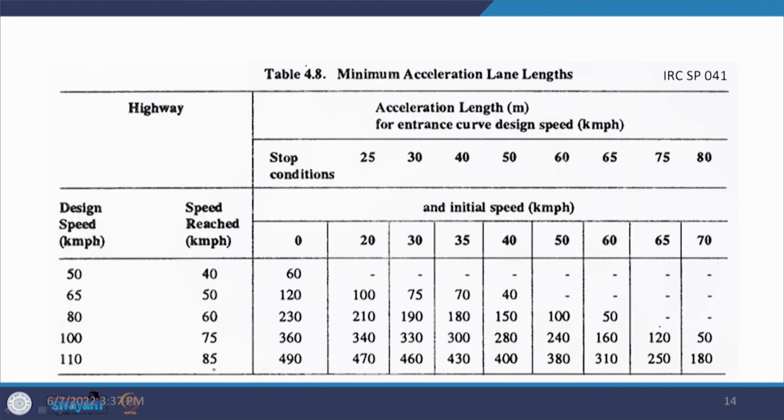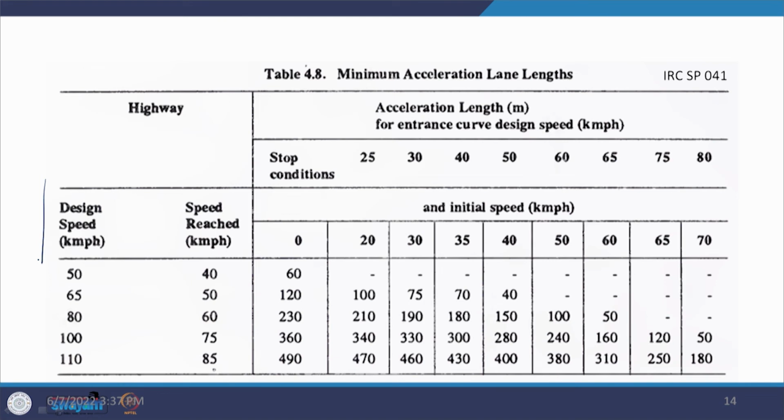Here this particular table provides the tentative values which can be provided. It talks about the design speed as well as the speed with which the traffic is reaching that location where the acceleration is now going to be. So, not necessarily are the vehicles moving at the same design speed. Against the 100 kilometers per hour of the design speed, there is a possibility that the vehicles are coming at a speed of 75 kilometers per hour.